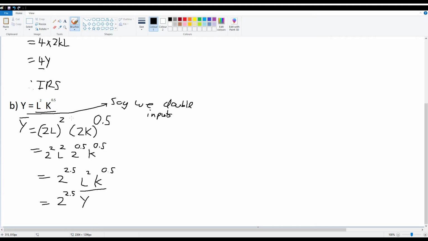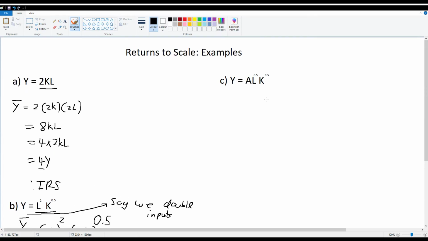So that's B, and therefore increasing returns to scale. The reason for that being 2 to the 2.5 is obviously greater than 2. You can tell this is going to be greater than 4. So it's increasing returns to scale again. We've only doubled our inputs, but we're getting more than 4 times the original level of output.